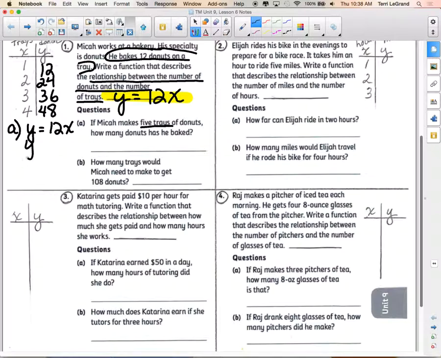So we're going to substitute 5 in for the x, so we're going to be taking that 5 times 12. Go ahead, find somewhere to multiply 5 by 12 or figure out what it is. 60. Or we could go back to our table and say if we added 12 to 48, now we'd be at 5 trays, wouldn't we? So 60 is our answer, but 60 what? Donuts. So if he makes 5 trays of donuts, he'll end up with 60 donuts.